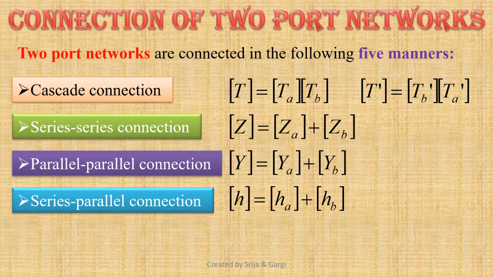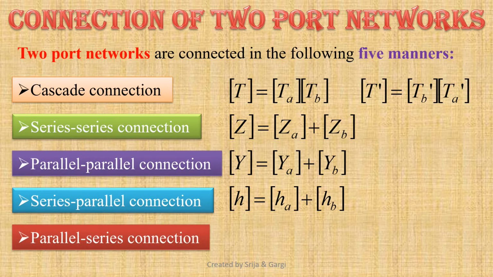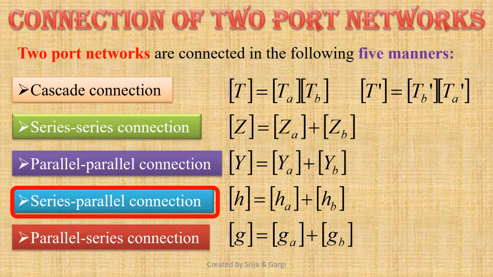When input ports are connected in parallel and output ports are connected in series, we call it a parallel series connection. The overall inverse hybrid parameter matrix of parallel series connected two-port networks is the sum of inverse hybrid parameter matrices of each individual two-port network connected in parallel series fashion. Today we shall talk about series parallel connection.